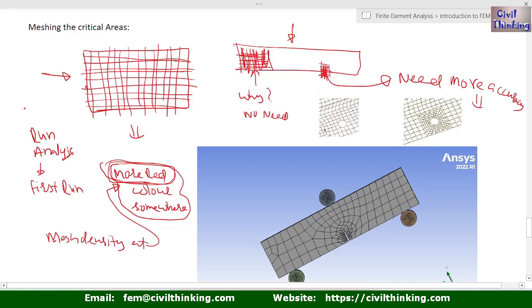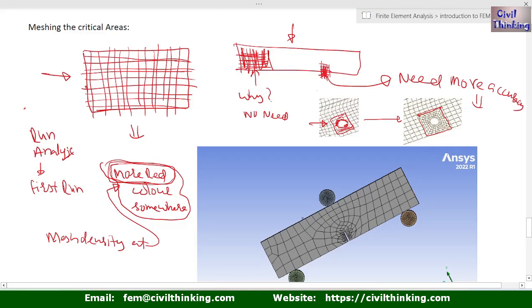For example, you have a hole here, then you carried out the analysis and you see we have more red color here. The more red color means the stress is very high, right? It means you are going to increase the density in this area, as shown here. You just increase in a small area around this. You didn't increase here too, right? You increase the mesh density at the critical area.